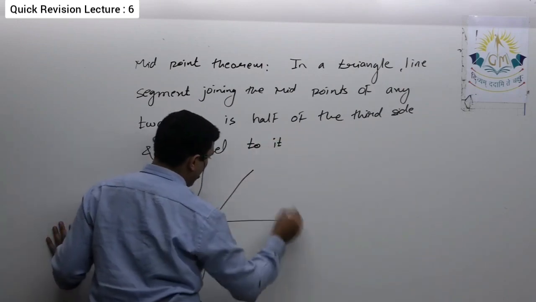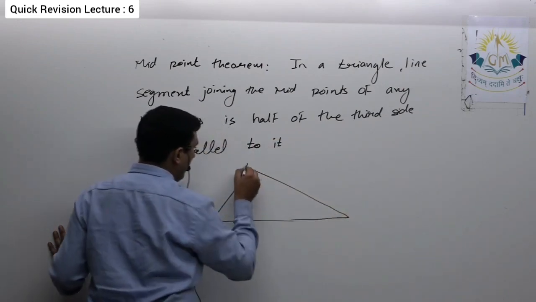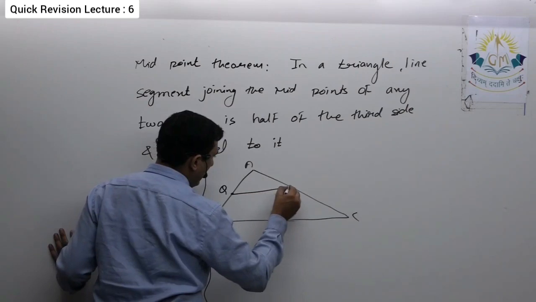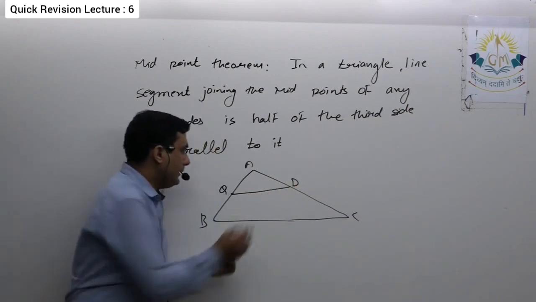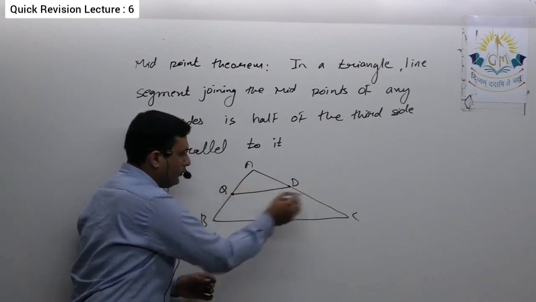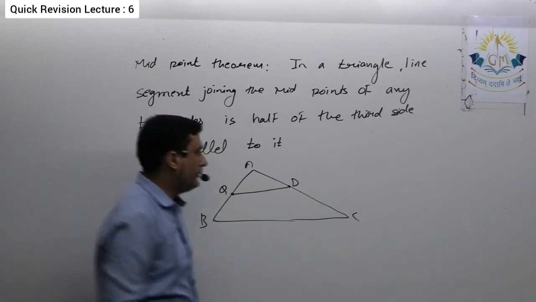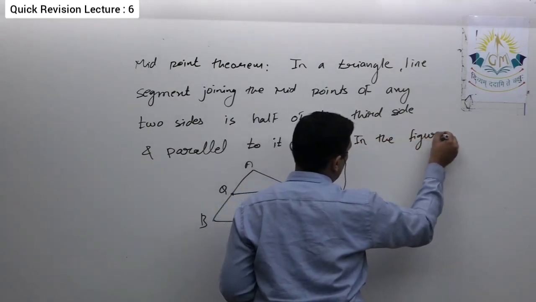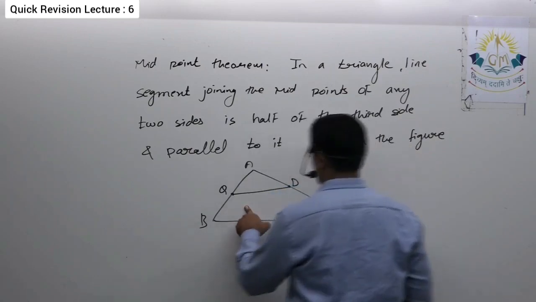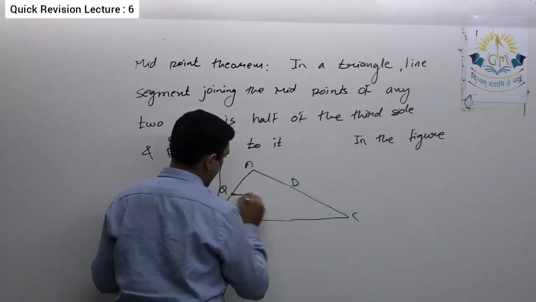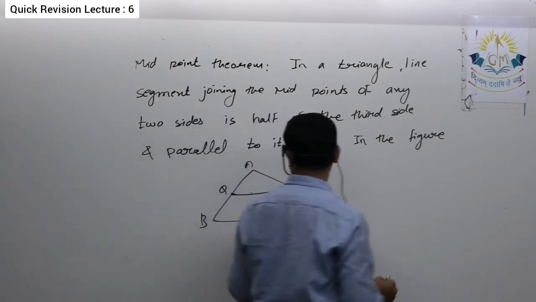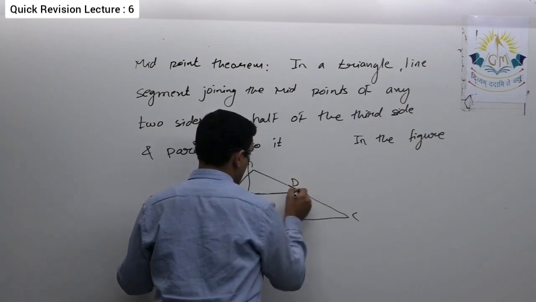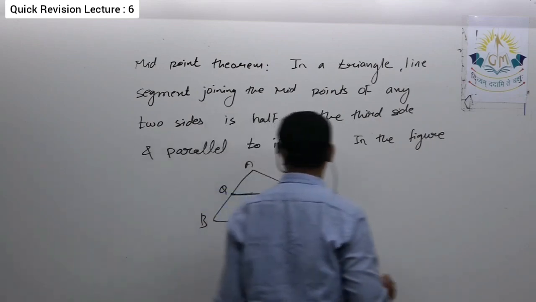Suppose we have a triangle ABC in this way, and Q is the midpoint of AB and D is the midpoint of AC. Then the line segment joining the midpoints of any two sides is parallel to the third side and half of the third side. So in the figure, Q is the midpoint of AB and D is the midpoint of AC.